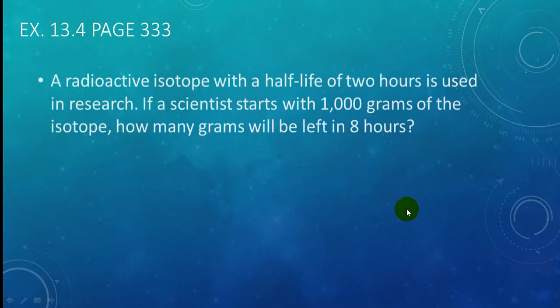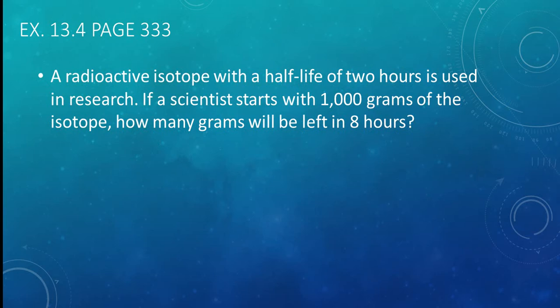Okay, we must have it here. A radioactive isotope with a half-life of 2 hours is used for research. If a scientist starts with 1,000 grams of an isotope, how many grams will be left after 8 hours? Okay, so we're going to be looking at halves now. So in the first 2 hours, how much will I lose? Half of 1,000. So in the first 2 hours, I will have only 500 grams of the radioactive isotope left.